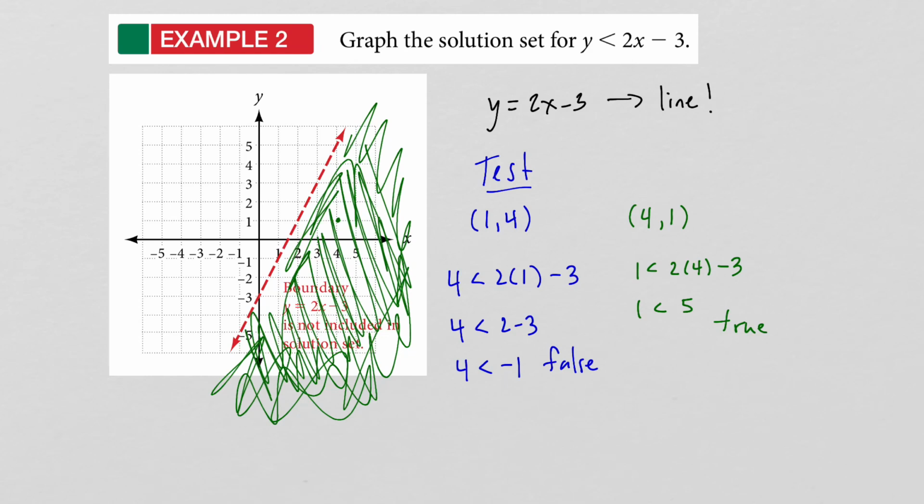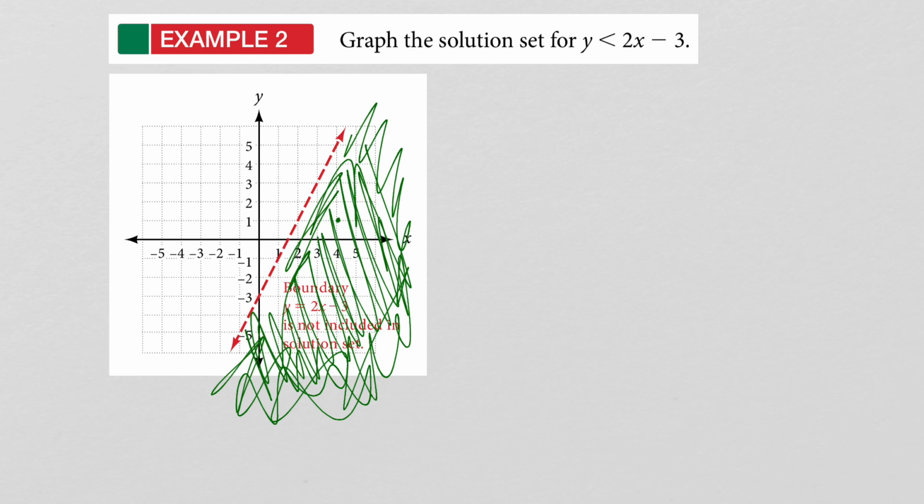Now, there is a second way to figure out how to shade. If you look at the original inequality, it says y is less than 2x minus 3. So we know y equals 2x minus 3 is the line itself. And we know that y values go up and down, right? So if y is less than, basically what you're saying is you want all the y values that are less than the line. And since y goes up and down, less than means below, right?